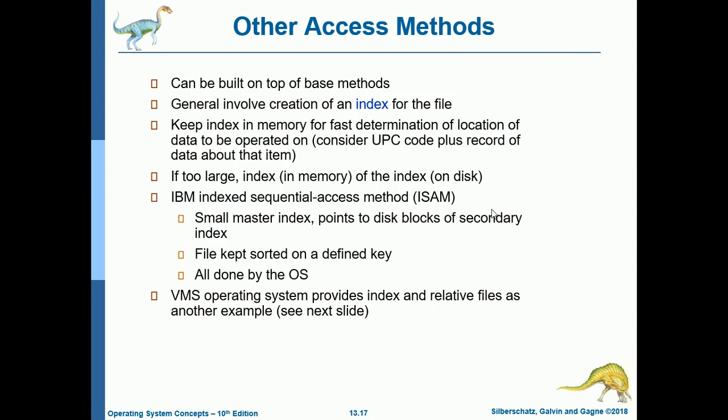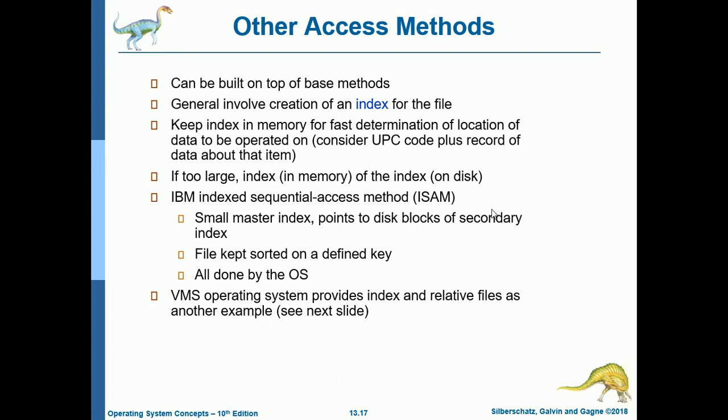Okay, next we have other access methods. They can be built on top of base methods and generally involve creation of an index for the file. Keep the index in memory for fast determination of the location of data to be operated on. Consider a UPC code plus a record of data about that item. If it is too large, keep an index in memory of the index, and then the data on disk. IBM has the Index Sequential Access Method, or ISAM. A small master index points to disk blocks of a secondary index, and the file is kept sorted on a defined key, all done by the operating system.